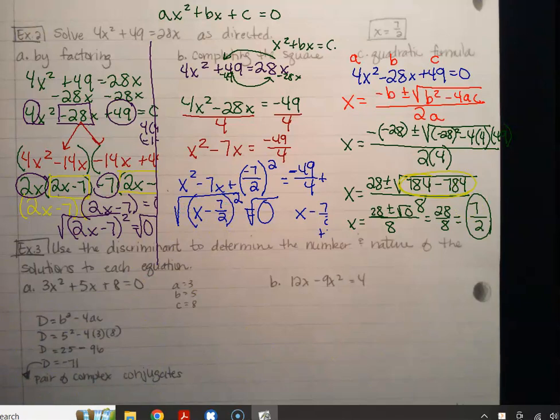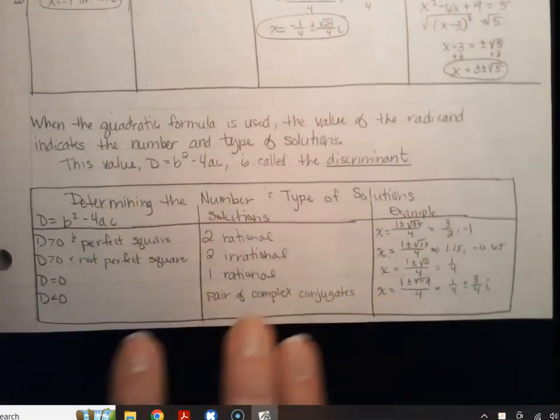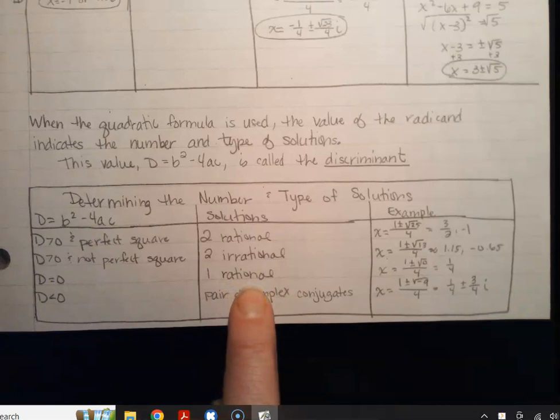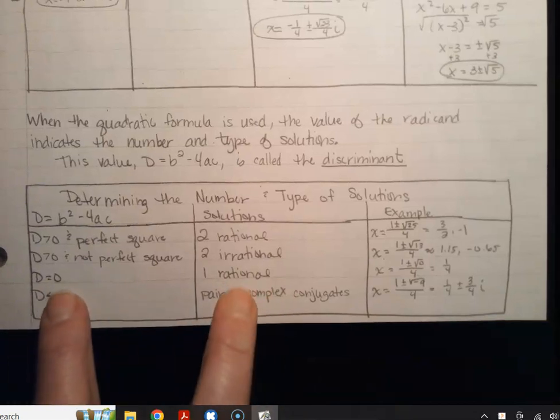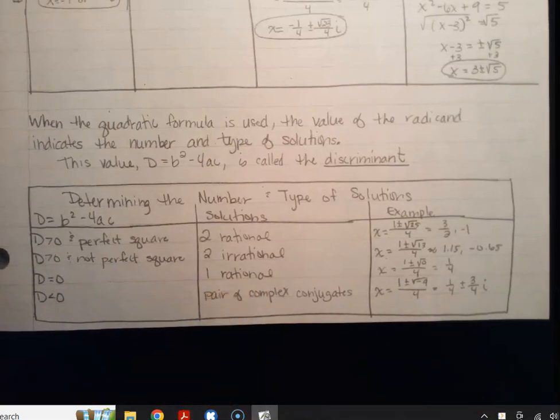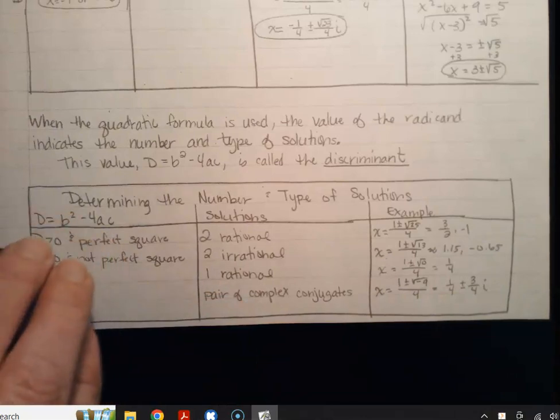Hope I didn't confuse you with the discriminant stuff, because this is what I was talking about. If our discriminant is equal to 0, we get one rational number. That's what I was going to show you. So we got our one rational solution for that problem, and it was 7 over 2. So that was a quick check, like, did we do it right? Yeah, we got one rational solution, so we probably did our problem correctly.